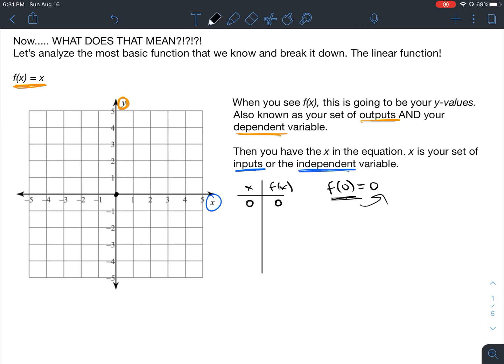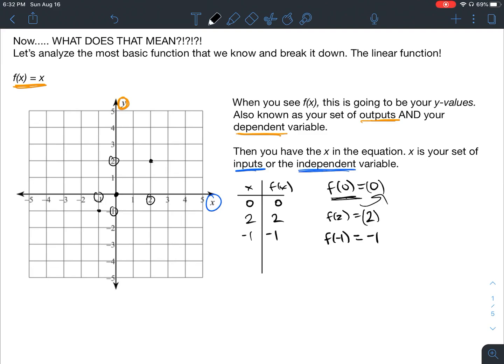Now let's just say we want to do 2. Well, f of 2 is going to equal, again, we're going to put in 2. Well, that's just going to be 2. So our output is also 2. So when x is 2, our y is 2. When x is 0, our y is 0. Let's try a negative number now. Let's say negative 1. So our input value is negative 1. And what do we get out of it? We just get negative 1. X is negative 1. Our y is negative 1.